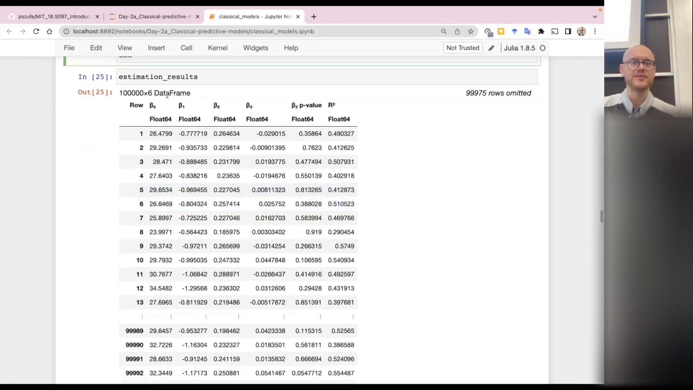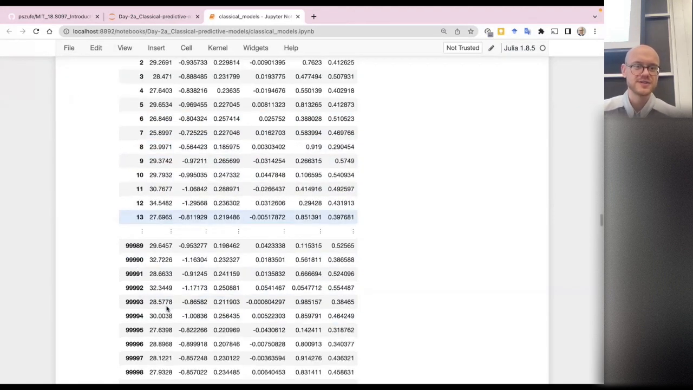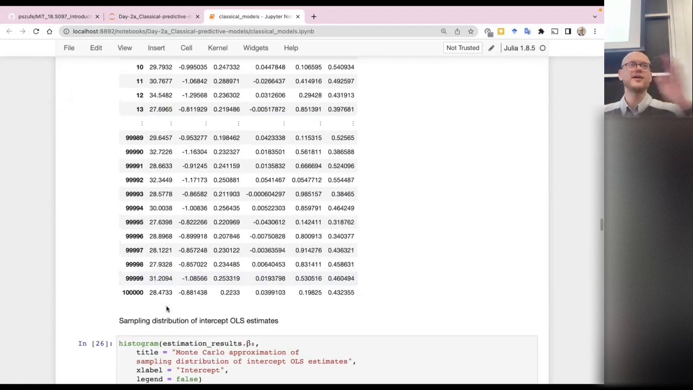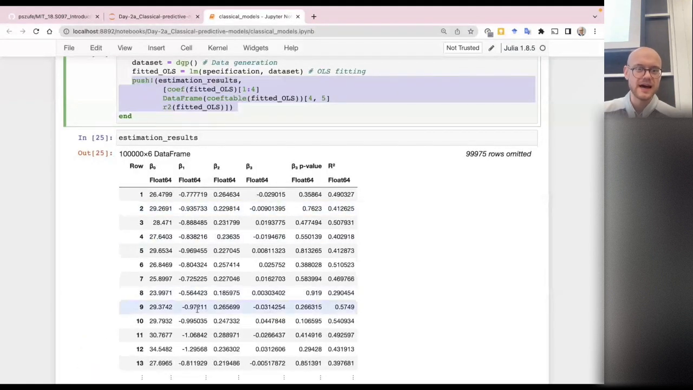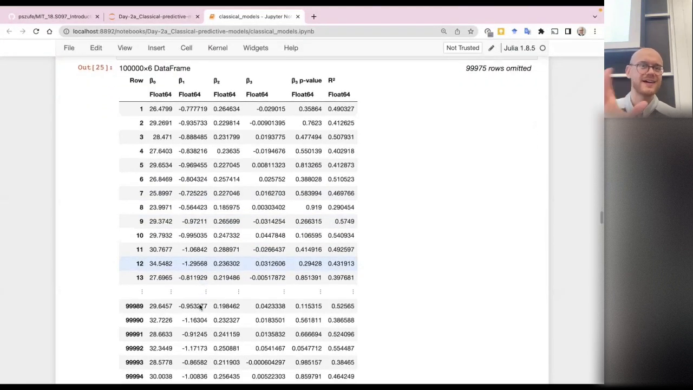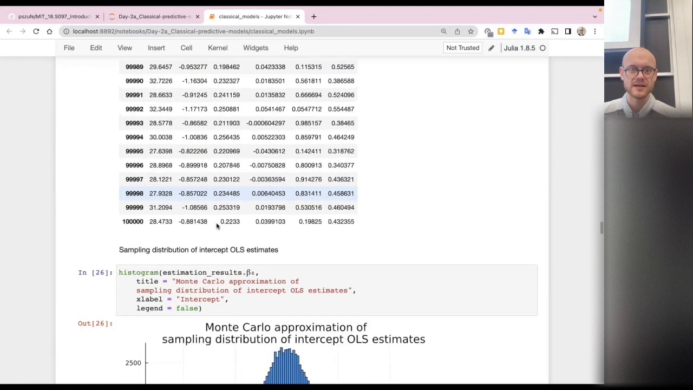So take a look, maybe at this beta 0, where we expect 30. And we see different values: 27, 29, 30-something, 34. So we see most of them are quite near to 30. Also for beta 1, we expect -1. Again, we see a lot of random values, but around -1, plus or minus something. And we see the similar for other columns.